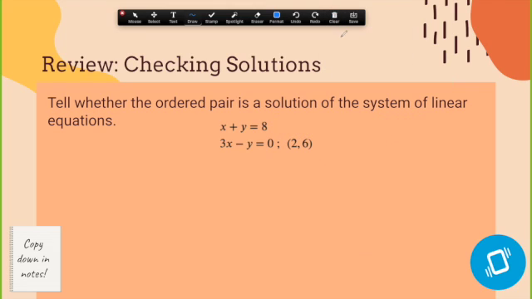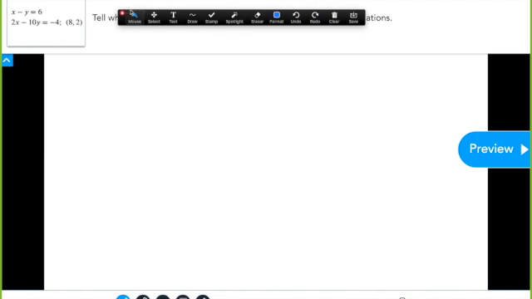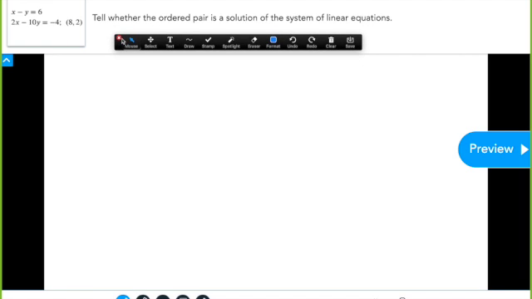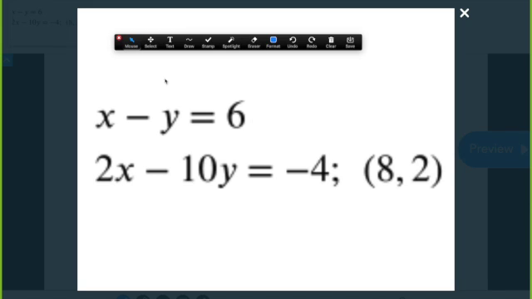Cool. So let's try it out. Right here, we're asked to tell whether the ordered pair is a solution of the system of linear equations. The linear equations that are given are x minus y equaling 6 and 2x minus 10y equaling negative 4. And the ordered pair that's given to us is 8, 2. So I'll give you a few minutes to work on this on your own first.